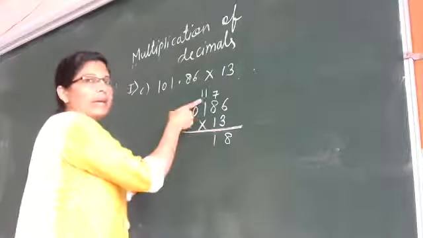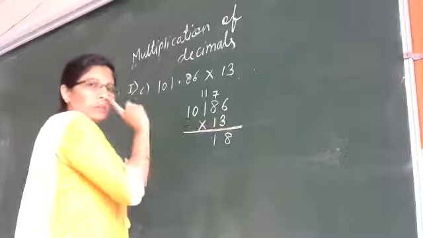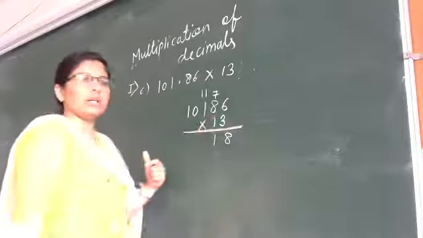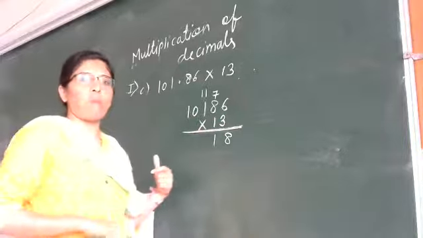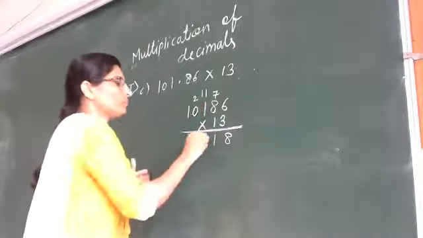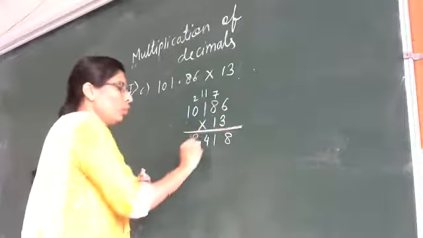1 1 1. So here 11 and here 1. 1 1 1. 13 ones are 13 plus 11, 24. 13 zeros are 0. 2.